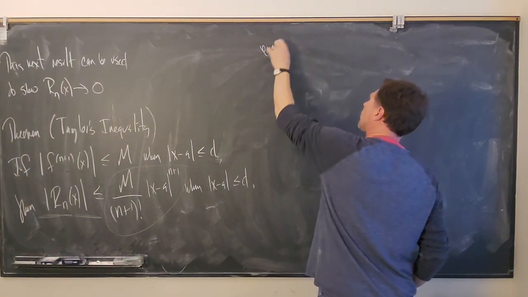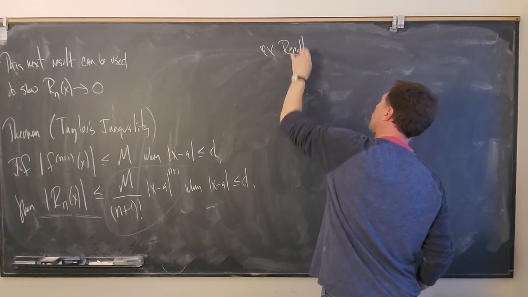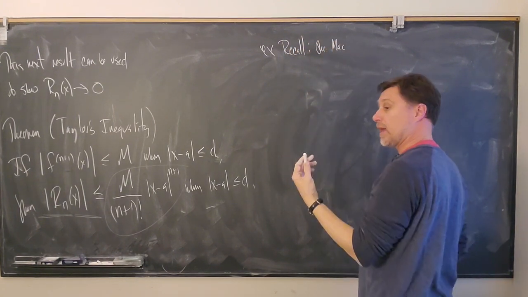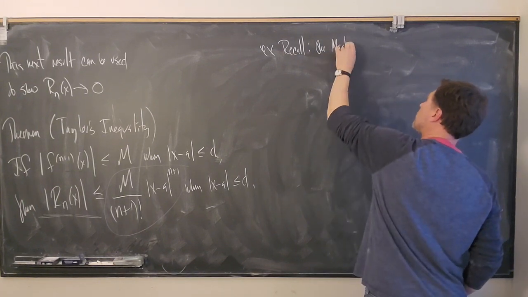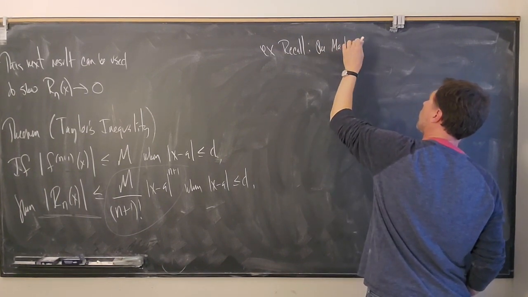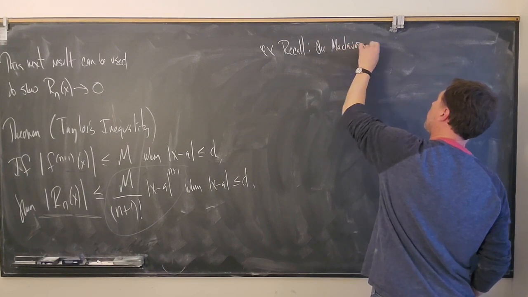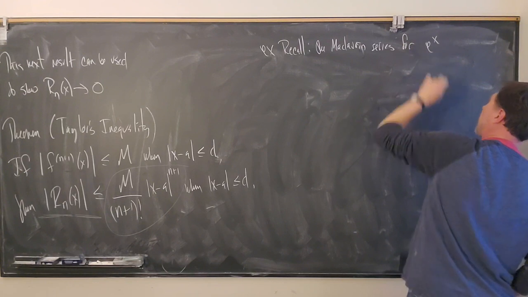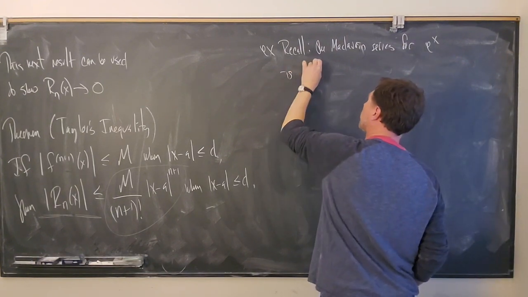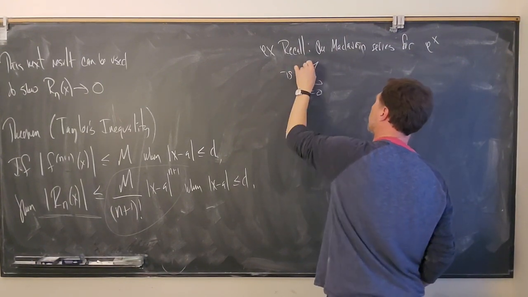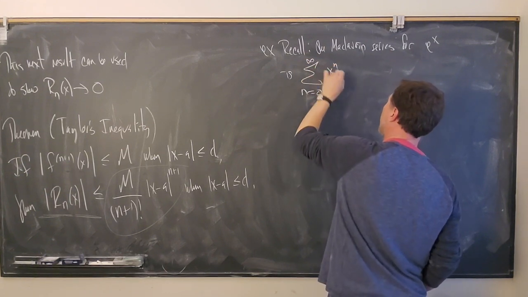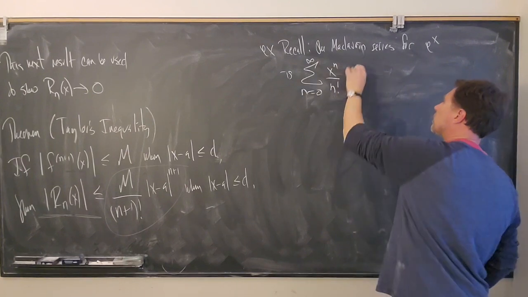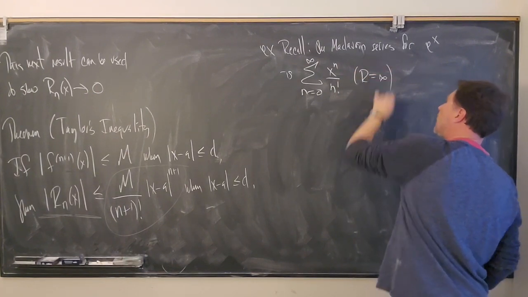Remember, let's recall the Maclaurin series, which is just the Taylor series when a equals 0. So the Maclaurin series for the exponential function e to the x is the sum n equals 0 to infinity, x to the n over n factorial. Radius of convergence equals infinity.